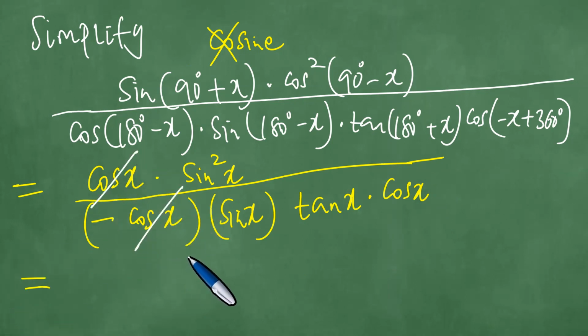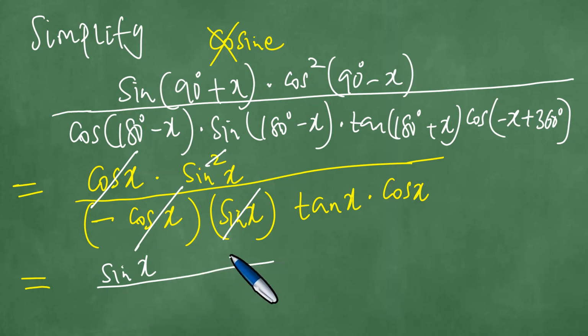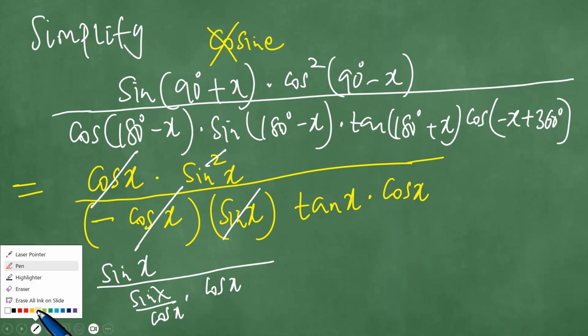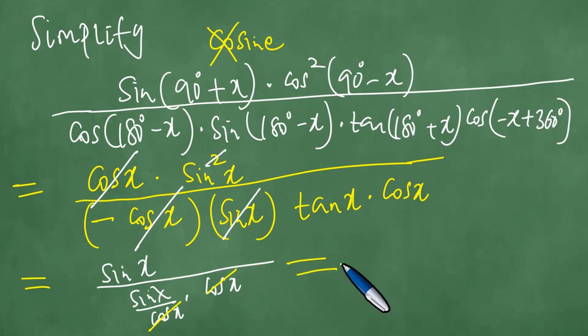This one cancels this. Sine x cancels one of the sines in the numerator, leaving sine x in the numerator, and the denominator is going to have the tangent of x and cosine, and the tangent of x is sine x over cosine x. Cosine cancels cosine, the sine cancels the sine, and the result is a one that is negative, because there's a negative in the denominator here. Cosine cancels cosine, but it's a negative. So there's going to be a negative one, and that is the answer.